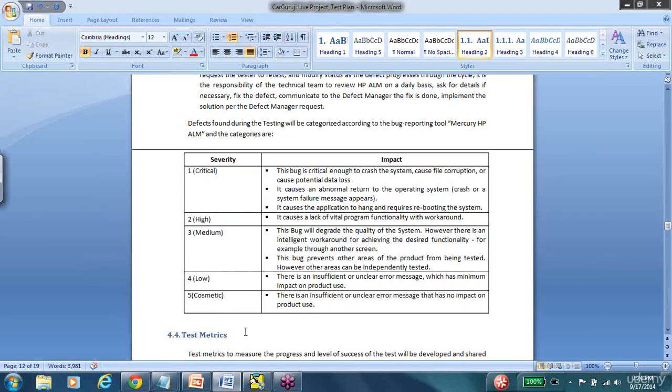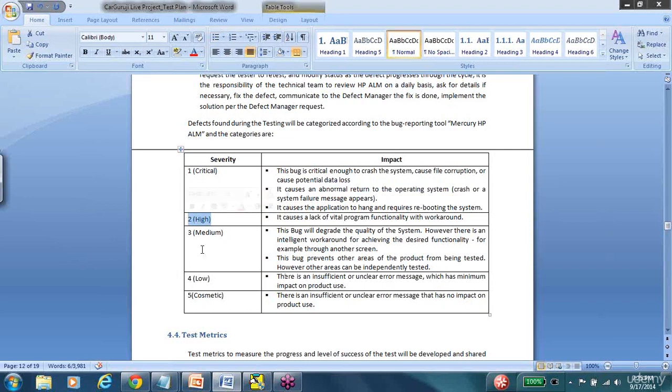When we discuss defects in the class, we will revisit this table and use it as a guideline to set our severity. But to give you an example, a bug is supposed to be critical if it crashes the system, causes file corruption, or causes potential data loss. It is also considered critical if there's an abnormal return to the operating system, which means there's a failure.